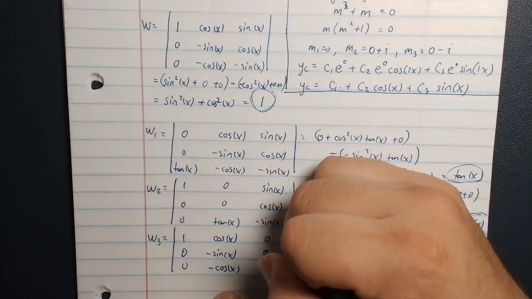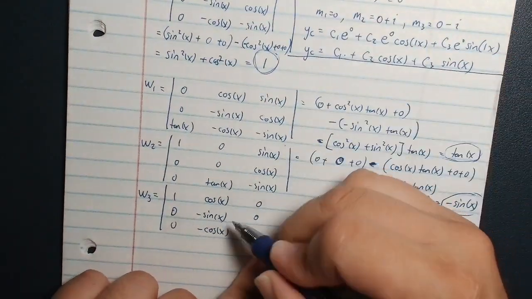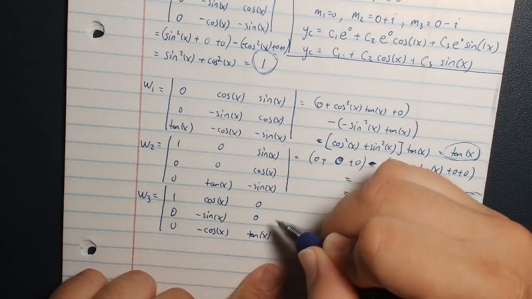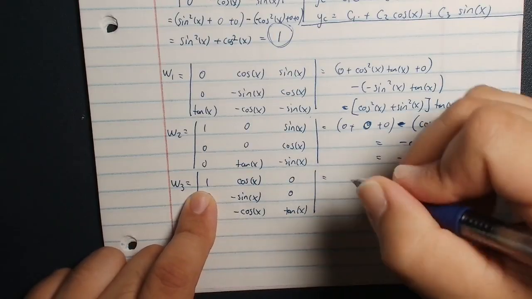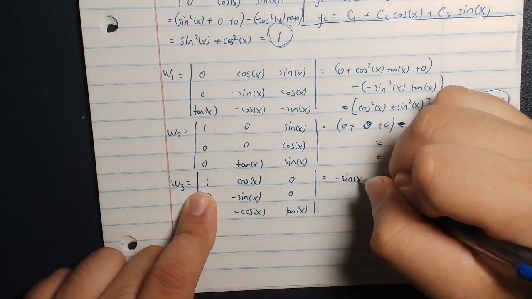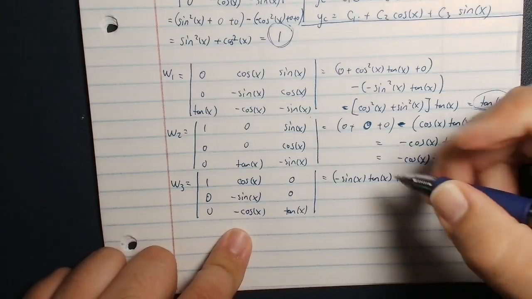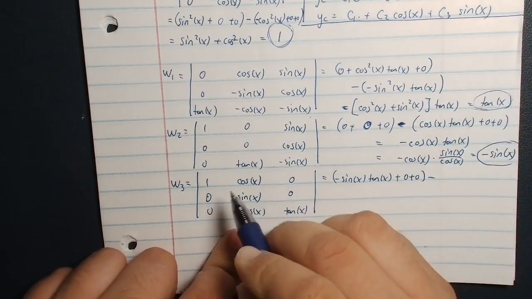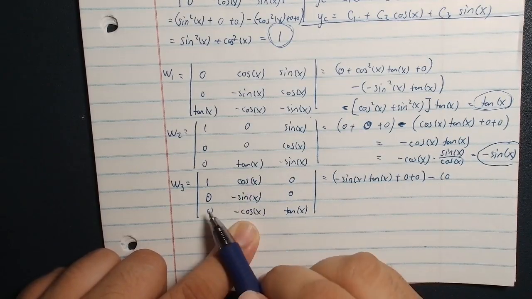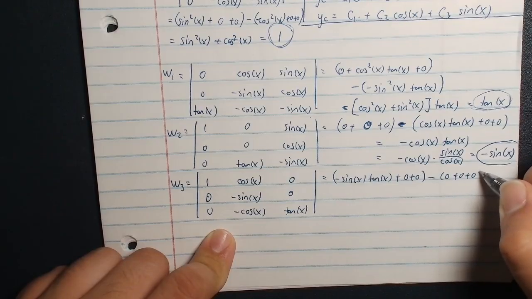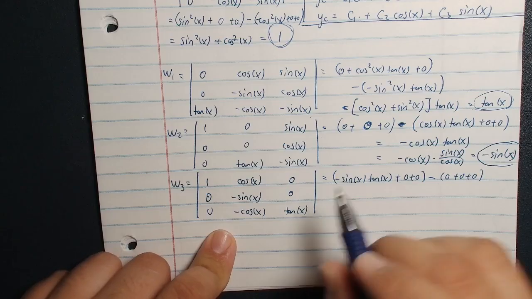Third column is replaced with all zeros, except the input function tangent of x goes at the very bottom. And let's see what we get there. Okay, I've got negative sine x tangent x plus 0 plus 0, minus, and then I've got 0, 0, and 0. Okay. All right, so I've got just negative sine x tangent x.